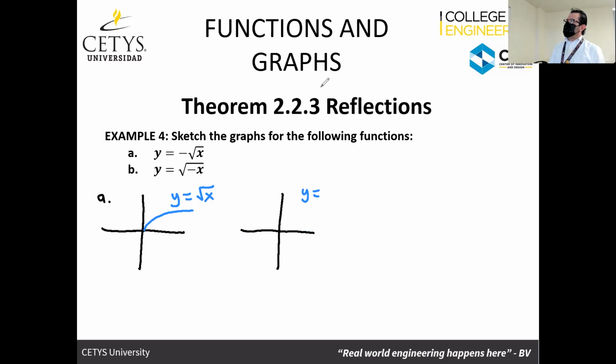Now for B, what we have is that the minus is within the function, or the minus is the value that's being given to the function. So now we've got y equals the square root of x, that's the base function, but now we've got a minus inside the function.